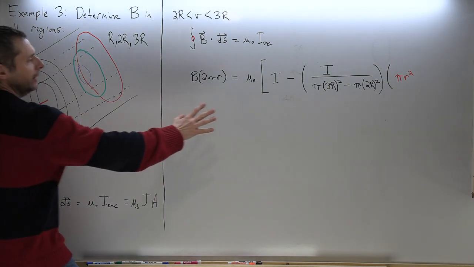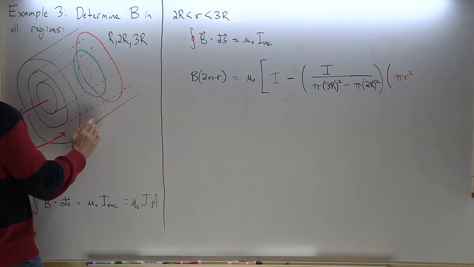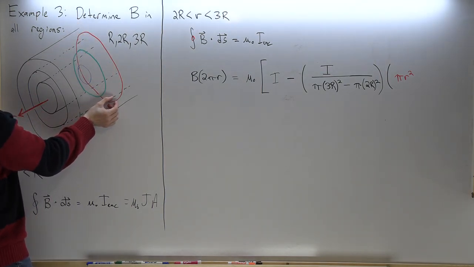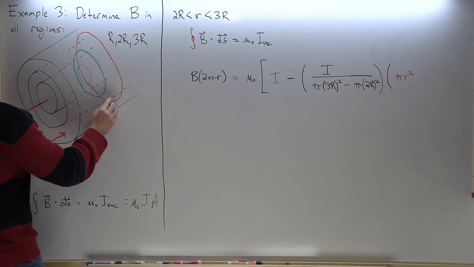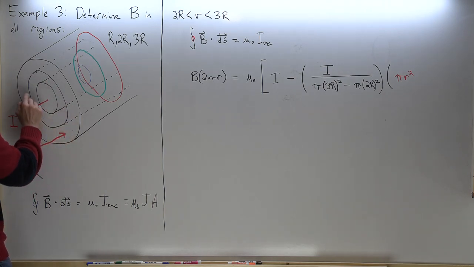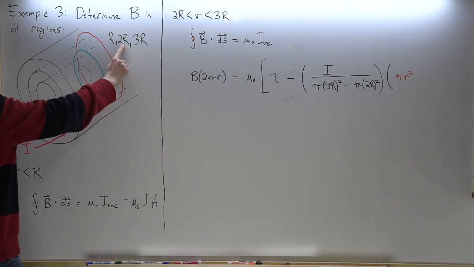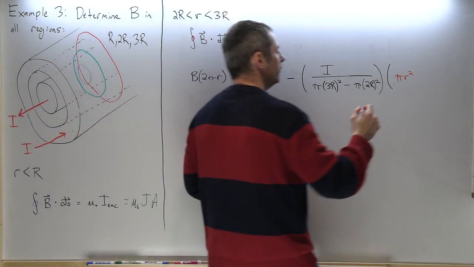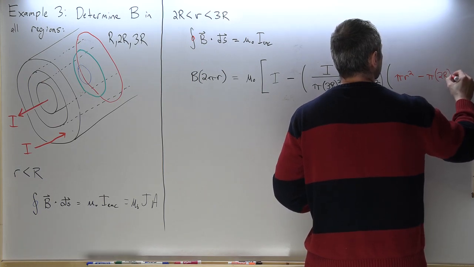But that current, that's this density, doesn't go through the whole Amperian loop. It only goes through this portion. But that pi r squared is the area of the whole loop. So we've got to subtract off the hole here again, which is this hole, which is a circle, pi r squared with that radius. So we've got to subtract off another pi 2r squared.